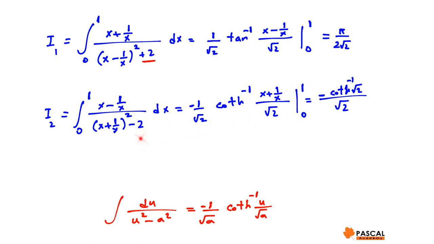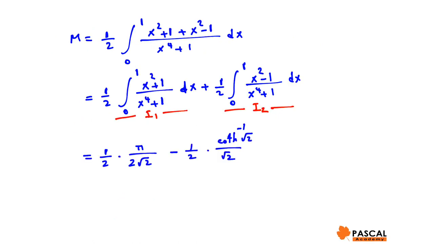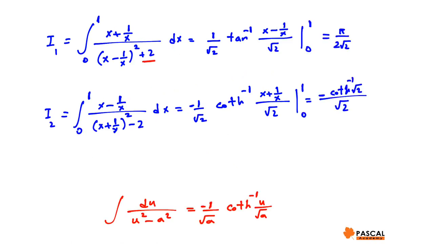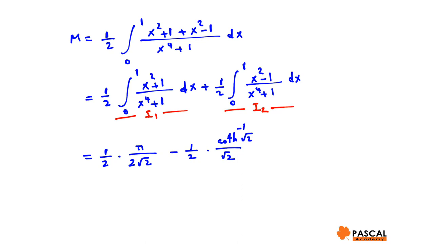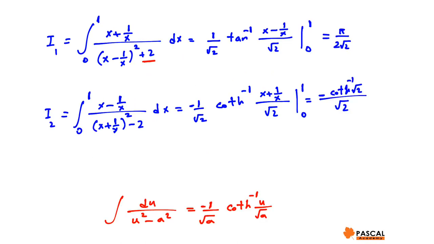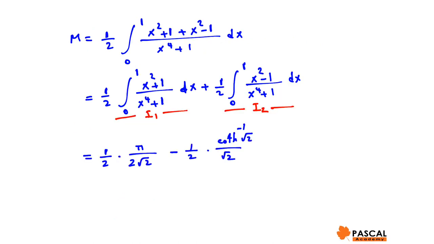And this improper integral I2 is negative cotangent hyperbolic inverse of root 2 over root 2. Half of I1 plus half of I2 is half of pi over 2 root 2 from I1, minus half of cotangent hyperbolic inverse of root 2 over root 2. Omega is pi over 2 plus 4m, which can be simplified as pi over 2 plus pi over root 2 minus root 2 cotangent hyperbolic inverse of root 2.